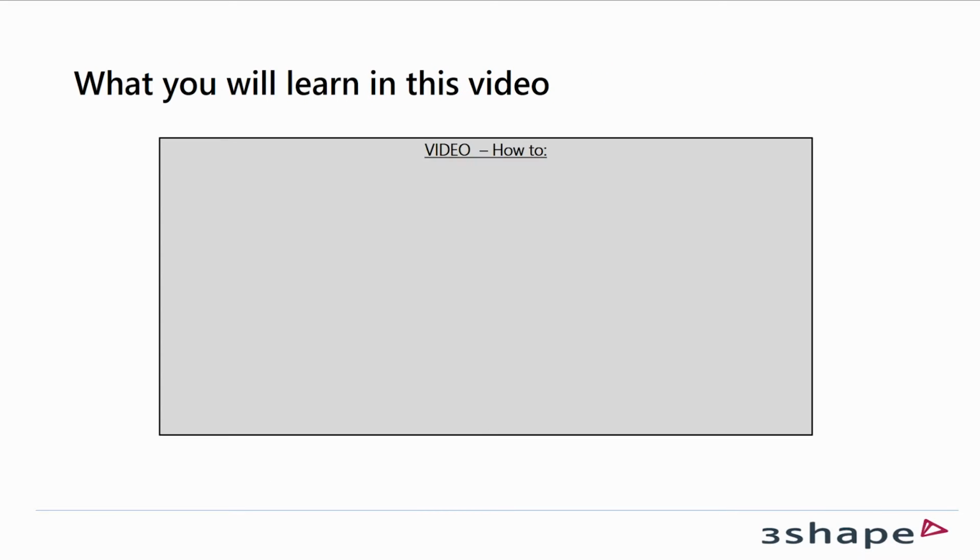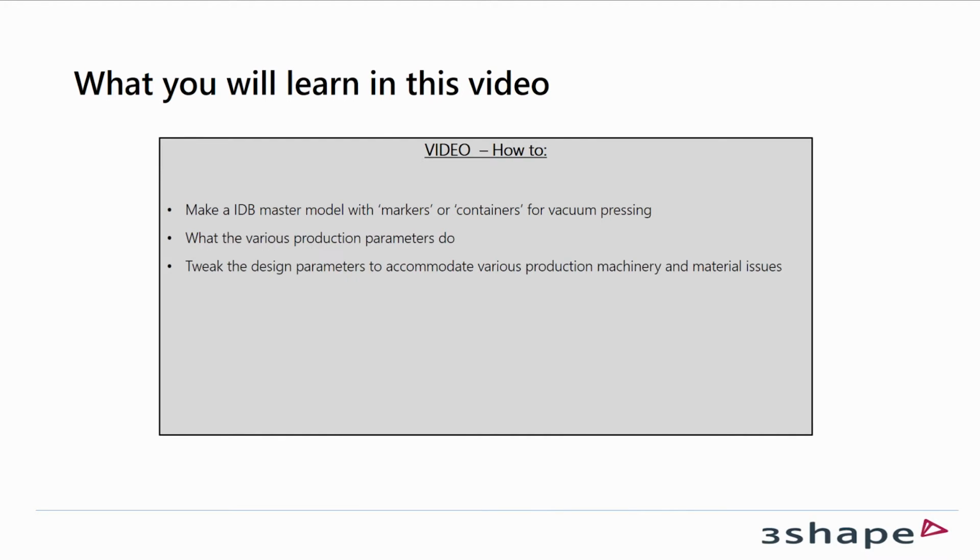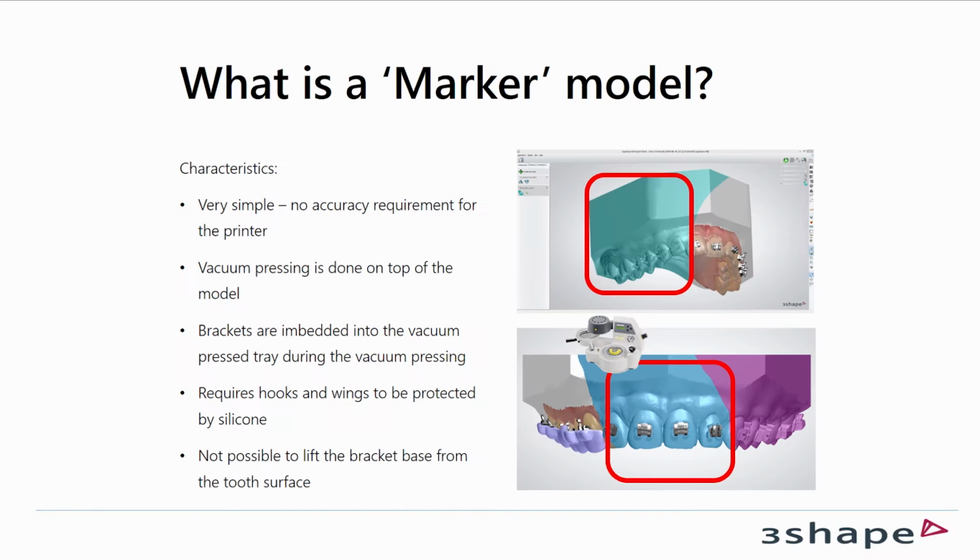So what will you learn in this video? How to make the markers and containers master models for vacuum pressing. We will also learn what the different production parameters do and what you need to do when it comes to tweaking your designs to accommodate various production machinery and material issues that you might encounter. And also how you export your design for production on your equipment.